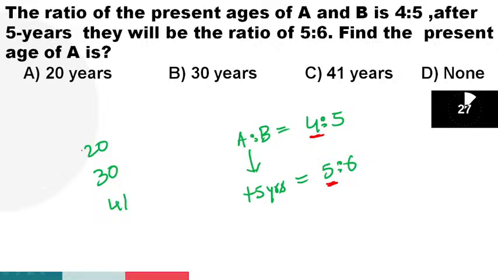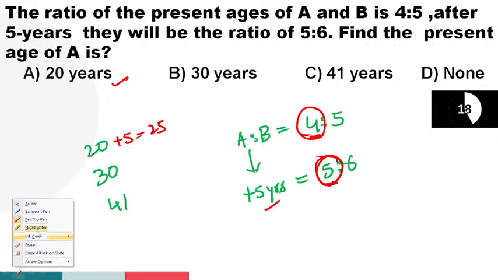We are going to option 2 question, guys. What is the first option here? 20. 20 is a multiple of 4, guys. Yes, 4 5s are 20. After 5 years, we add. So 20 plus 5, 25. 25 is a multiple of 5. Yes, 5 5s are 25. That's why the first option is the right answer, guys.